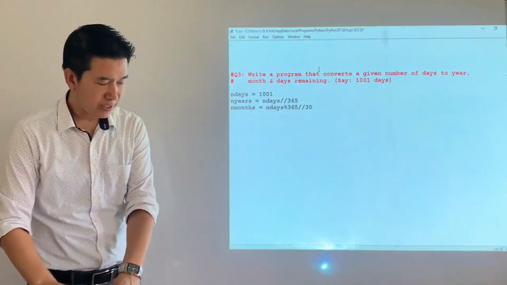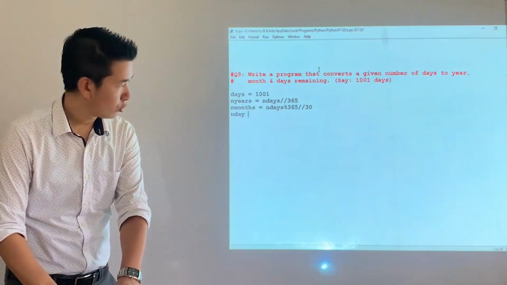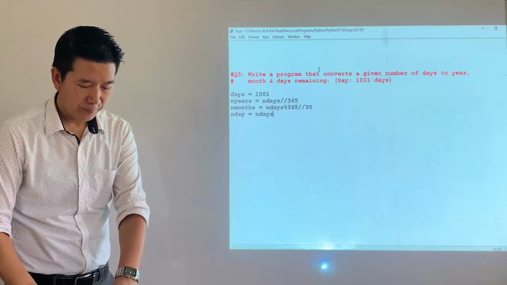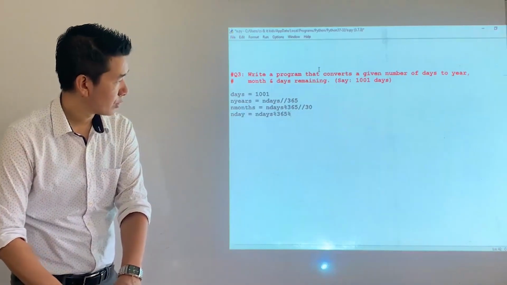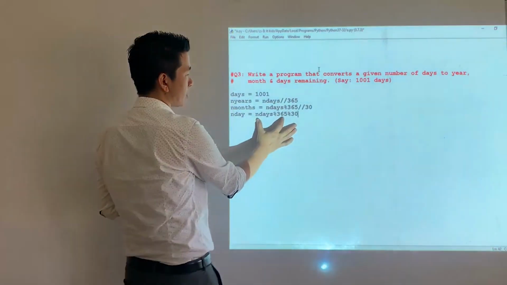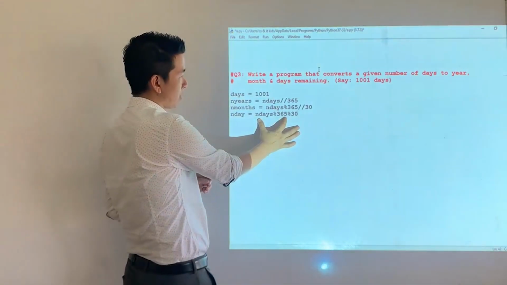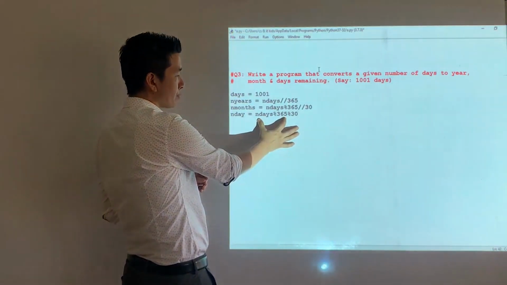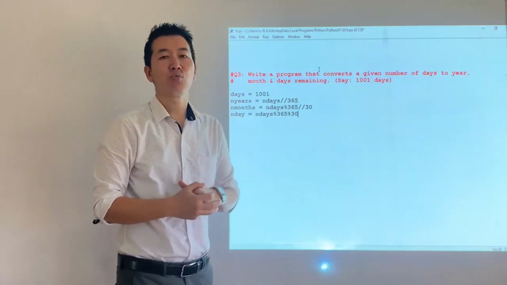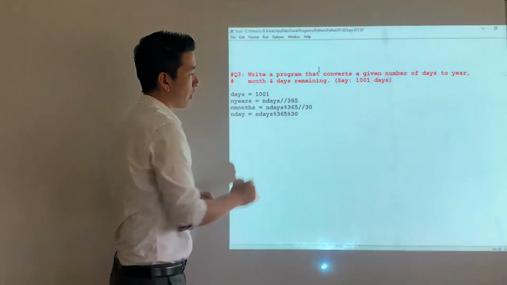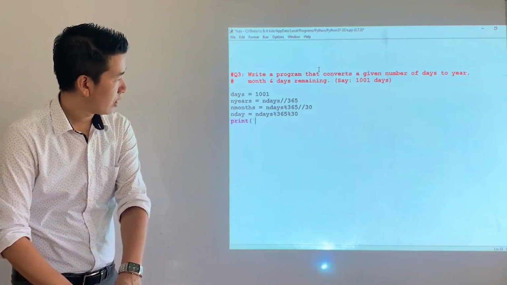And then the number of days. I just have this number of days, and the number of days is equal to n days modulus operator 365, and then modulus operator 30. I hope you're clear with this. 1001 modulus 365 will give us the value of 271, and 271 when divided by 30, I'll get the remainder, and the remainder is just 1, remember? And then 1 will be assigned to n day. And then let's print the output. We'll make the output a little better.